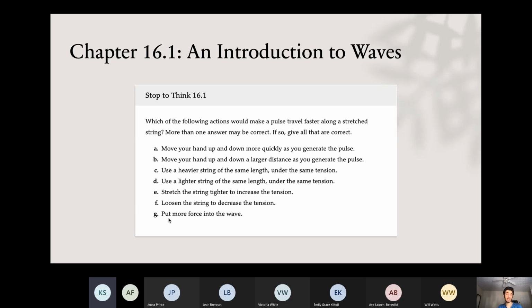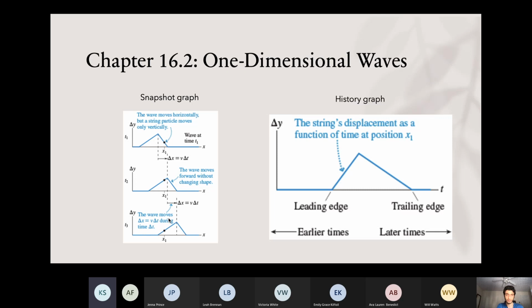Yes, indeed. It will increase the speed, as when you put more force, it will increase the tension in the string, and that will lead to the speed being faster. Okay. So now, when we move to one-dimensional, the main thing about that section is just knowing what a snapshot graph is and what a history graph is, and how to get one from the other.